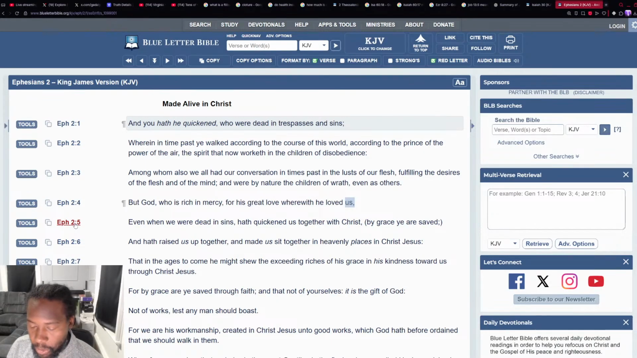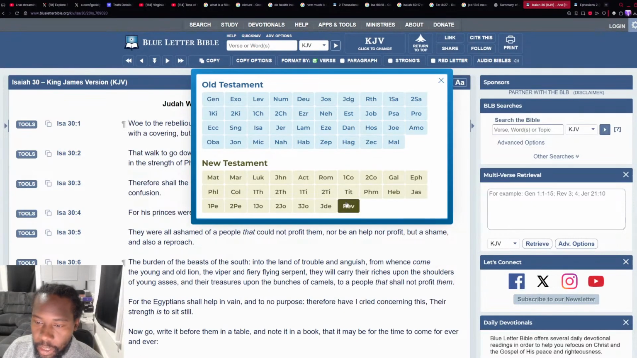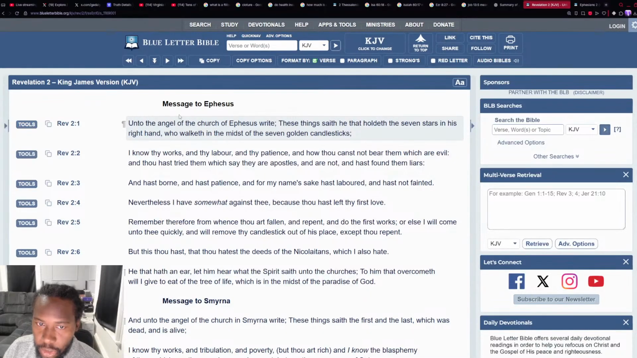Just like when you go in the book of Revelation, the 2nd chapter. Who is that talking about? It's talking about a people who were in the church at Ephesus. Message to Ephesus, not the whole world. Revelation 2 verse 1, unto the angel of the church of Ephesus write, these things saith he that holdeth the 7 stars in his right hand, who walketh in the midst of the 7 golden candlesticks. That's talking about Yahweh Shai, who the world ignorantly calls Jesus Christ.